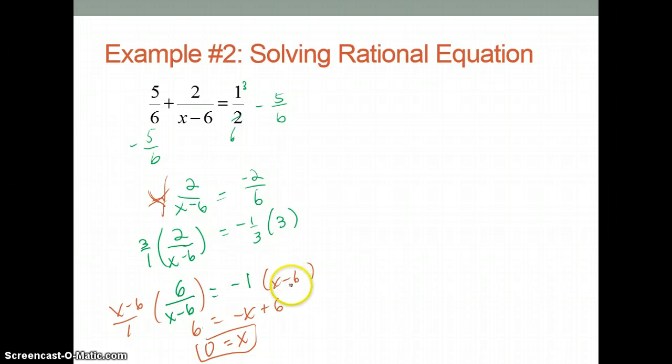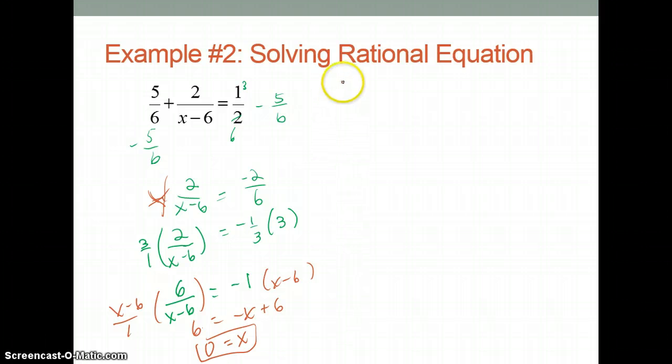I would encourage you to always do this. Always go with something that you know how to do, that you're positive on. Instead of trying to guess, should I use cross products or what should I do, just try to eliminate your fractions by using multiplication here.